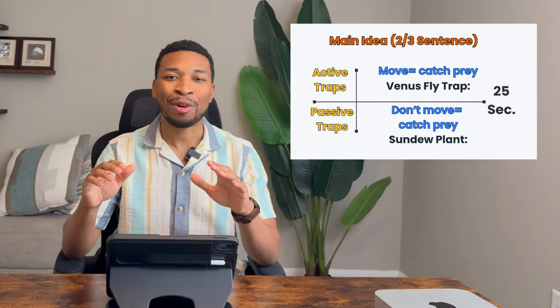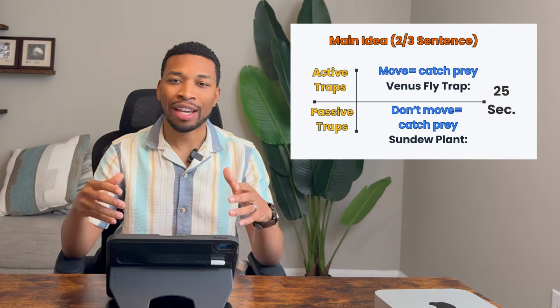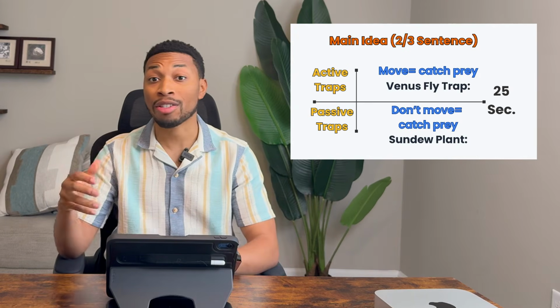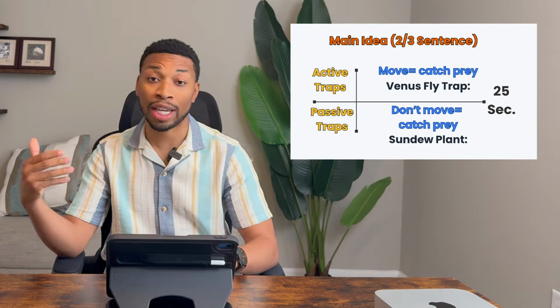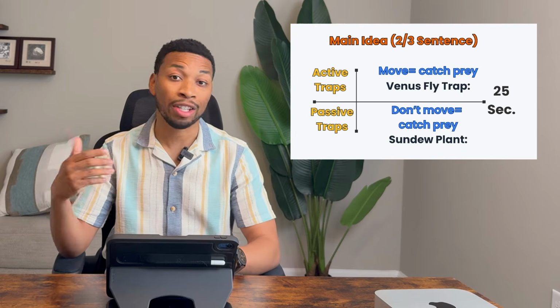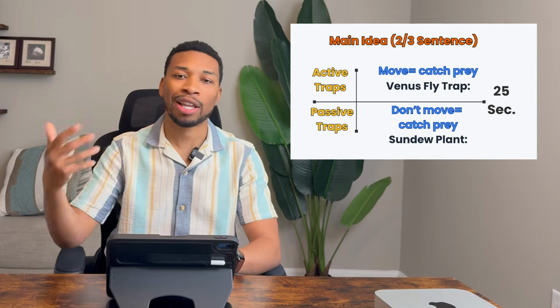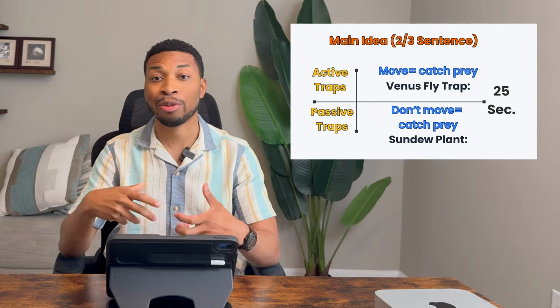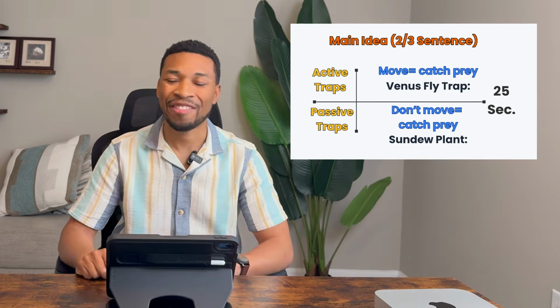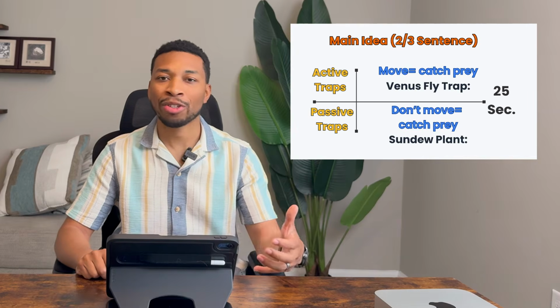All right, hopefully you got the details after that, right? Passive traps are parts that the plant uses that don't move to catch the prey. For example, the sundew plant. And then after you say that, you just mention all of the details that the plant uses to be able to catch the prey without moving. All right, so you got the idea of how to do that.